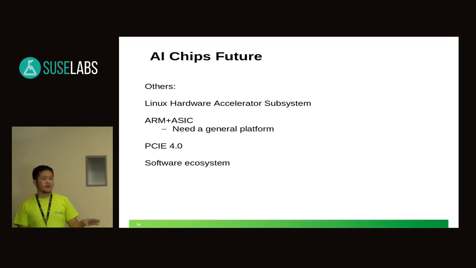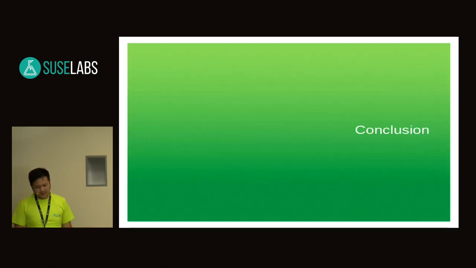I think the Huawei announcement this morning uses PCIe 4, which makes it the fastest AI chip in the world, according to their announcement. So I think it will push other companies to transfer to PCIe 4. Other software ecosystems, like all those APIs, also need a general platform, like CUDA is doing.